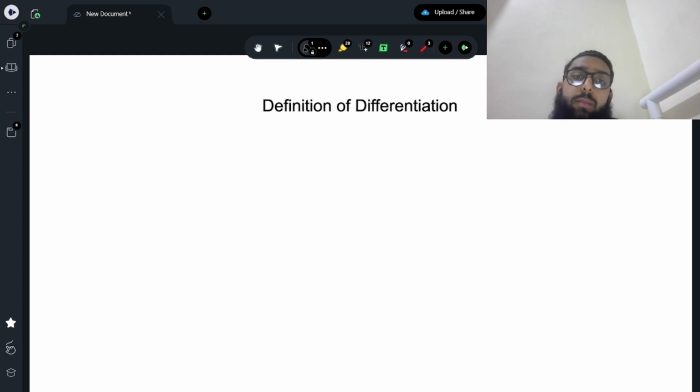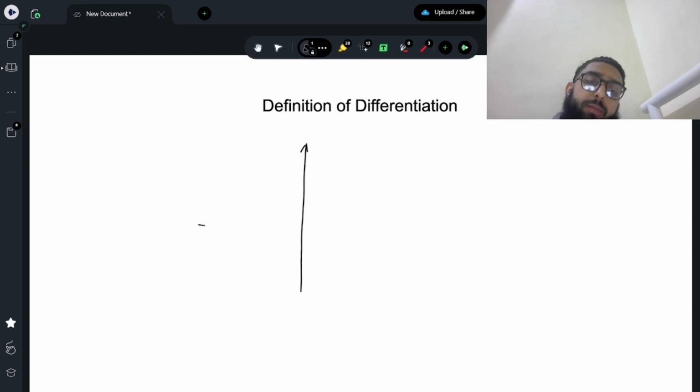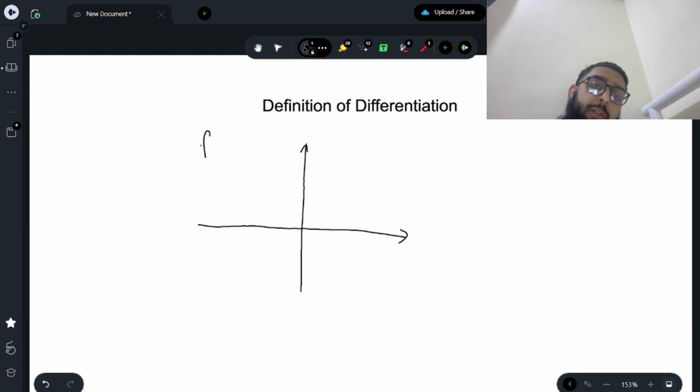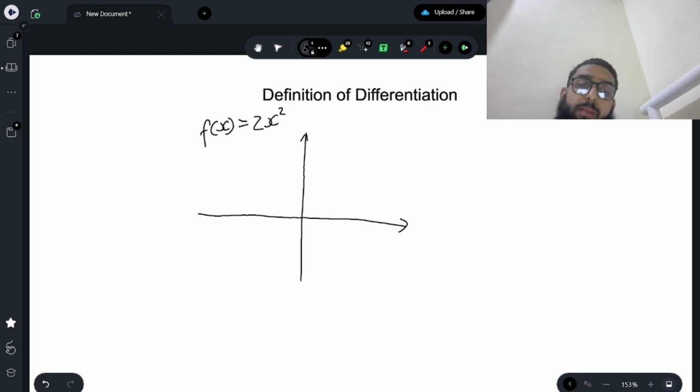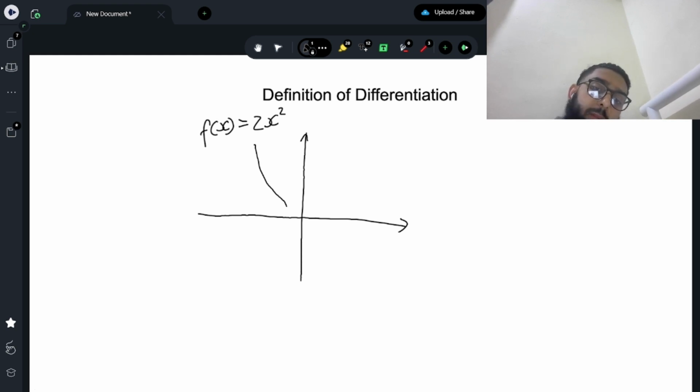So here we go. Lesson 1, what is differentiation? Well, it's this really useful thing in maths that's basically for working out gradients and the rates of change of things. So let's say we have some function. This function could be f of x equals 2x squared. Now, this will probably look a little something like this.